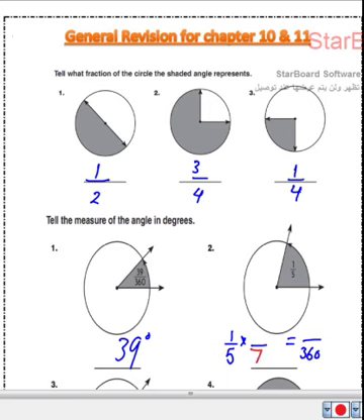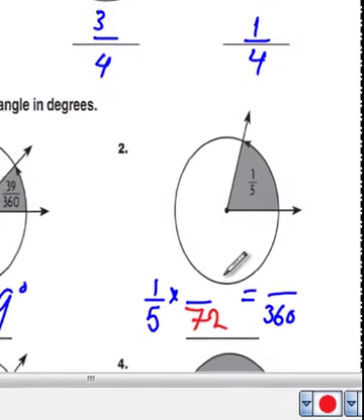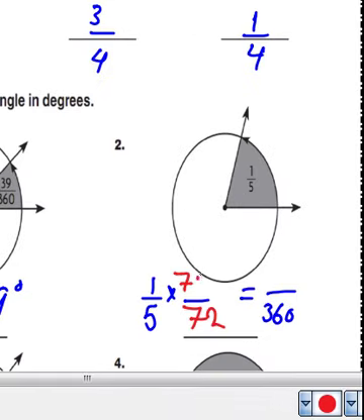Exactly, great job, 72. 5 multiplied by 2 equals 10, 0, and we carry 1. Then 5 multiplied by 7 is 35, plus 1 is 36. So 5 multiplied by 72 equals 360. I'm going to multiply 72 up and down, then the final answer is 72. So the measure is 72 degrees.